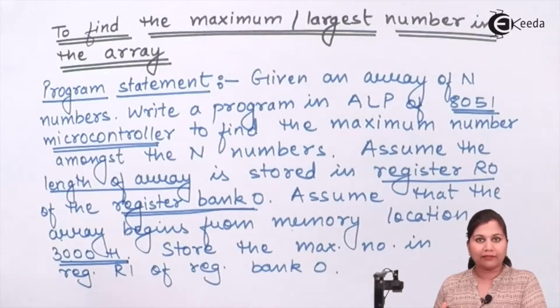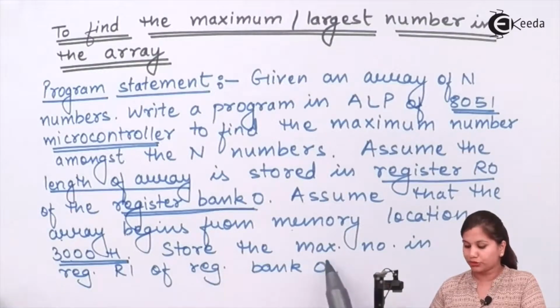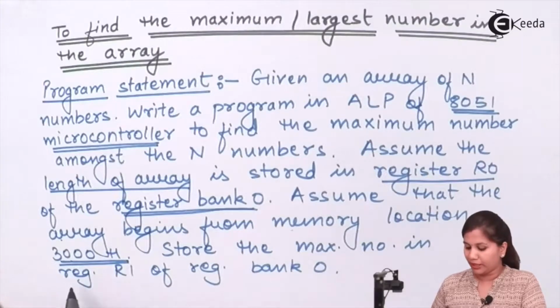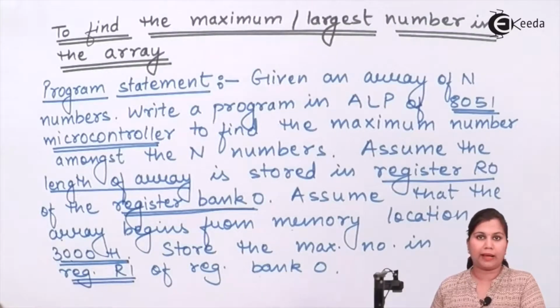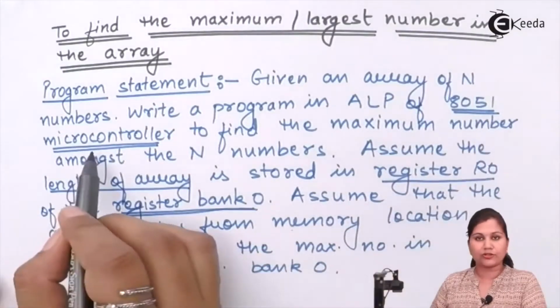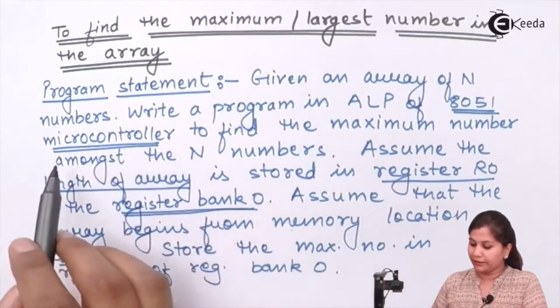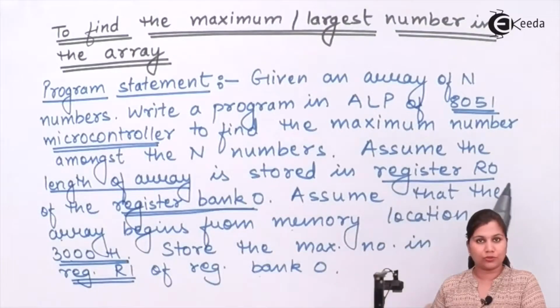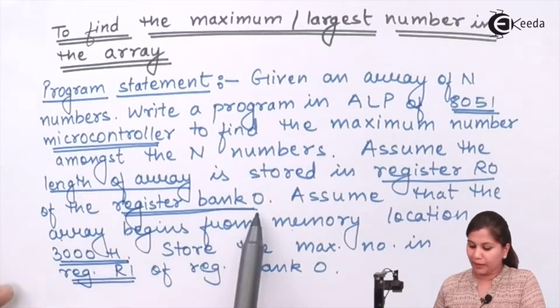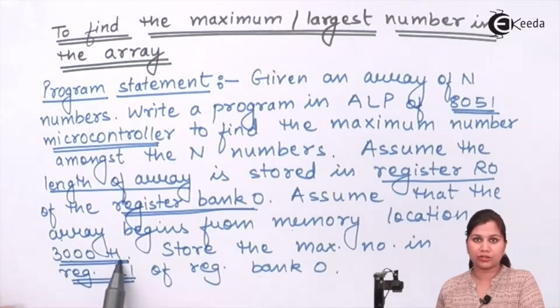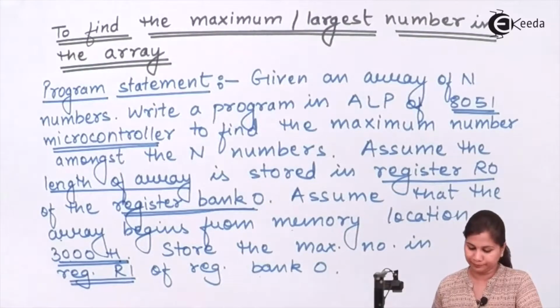Now, from that array, we have to find out which is the maximum or the largest number. So our result will be the maximum number, and we have to store it in the register R1 of register bank 0. So we have to write the program following all these things. First, we use the instructions of the 8051 microcontroller. Then we assume that the length of the array is stored in register R0 of register bank 0. The starting memory address is 3000H, and we have to store the result in register R1.